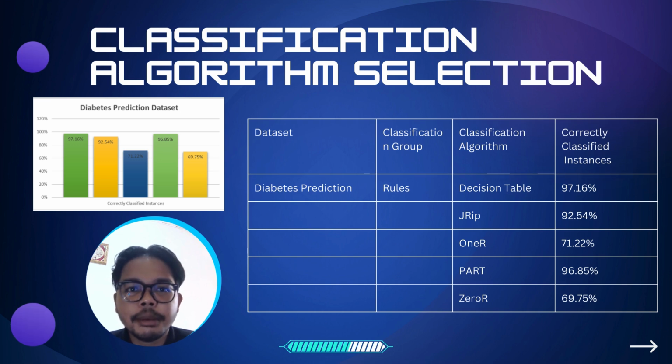These two algorithms demonstrate the effectiveness of rule-based and decision tree methods for the task of diabetes prediction. Each algorithm has its strengths, and the choice of which to use may depend on the specific requirements and constraints of the task at hand.